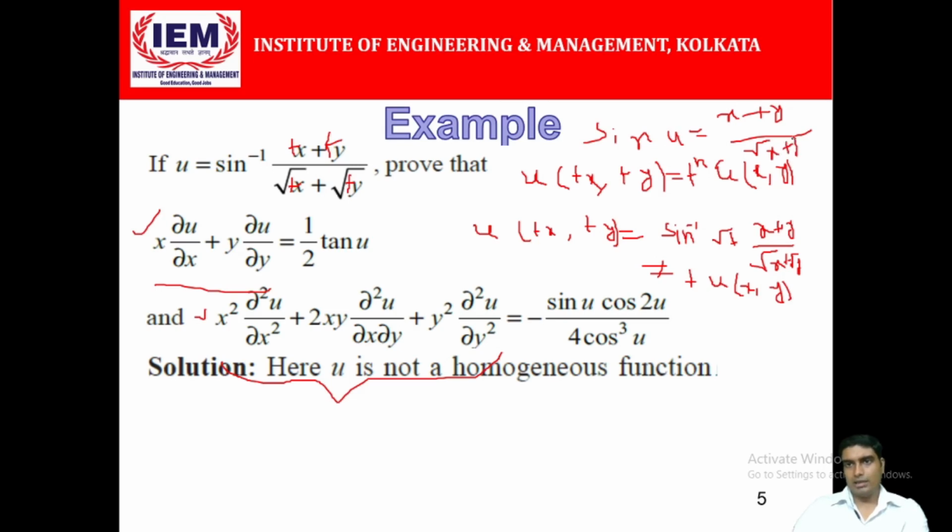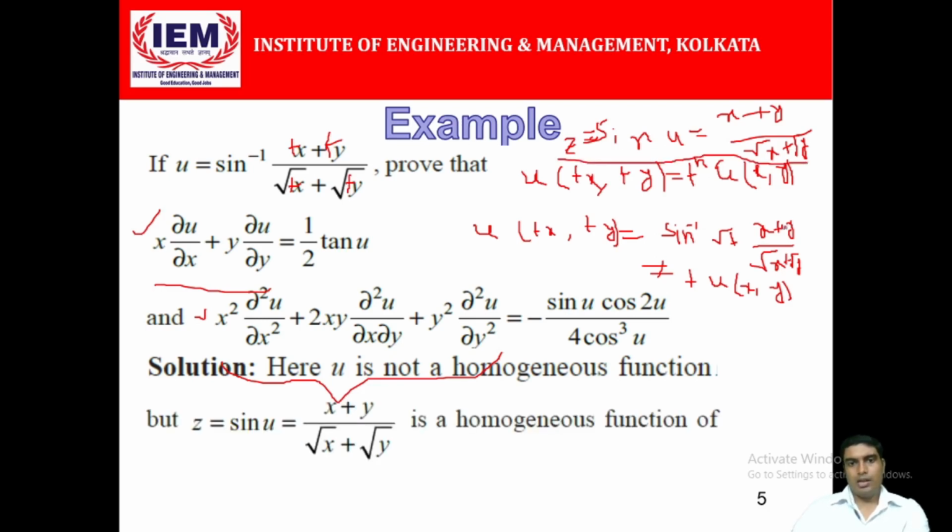If I take this function, then this new function z equal to sin u, that is a new function, equal to (x plus y) divided by square root of x plus square root of y. This function is homogeneous, and the degree of this new function z will be half, right?